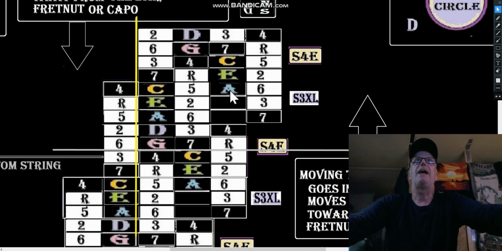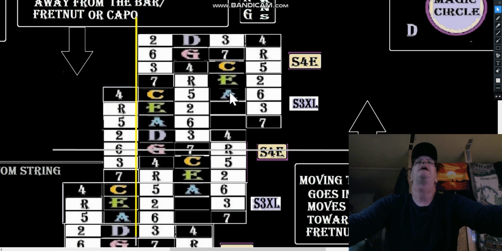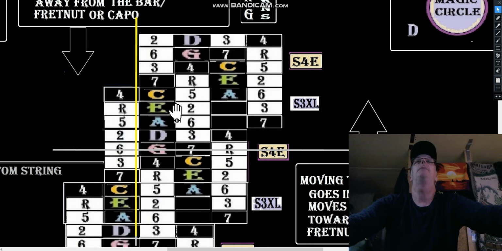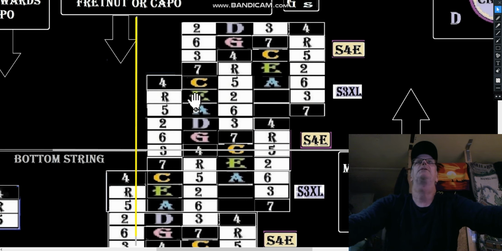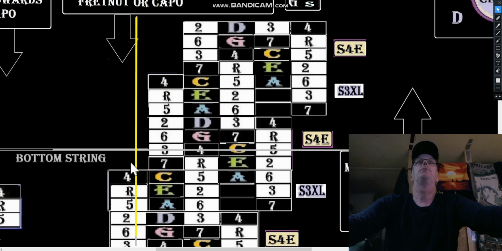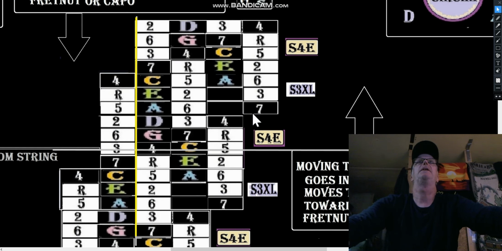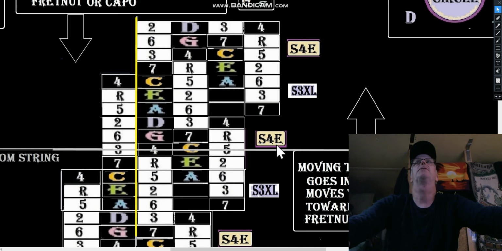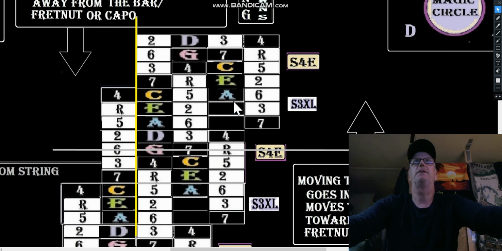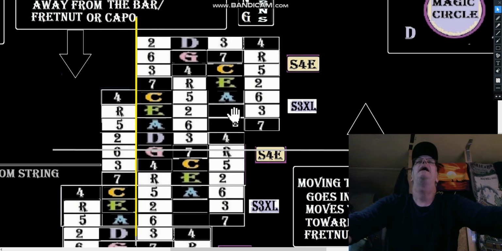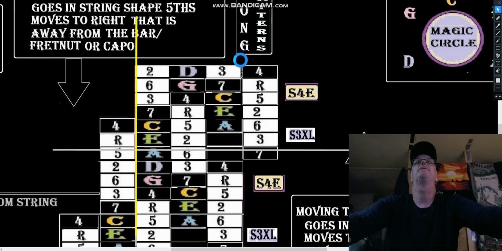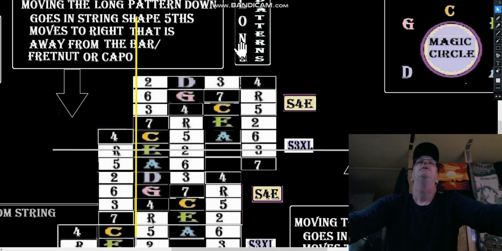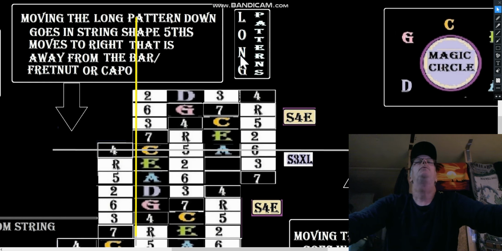Moving the pattern down. You see how we're moving the pattern down, but the bottom string's going up? It's backwards for what you see it, but you get it. So there's the word bottom string. Here's the fret nut, line it up. Okay, so here's our bottom string. Moving the pattern down moves the bottom string up. Now the pattern, as you can see, is going to the right, away from the fret nut. So we use that.